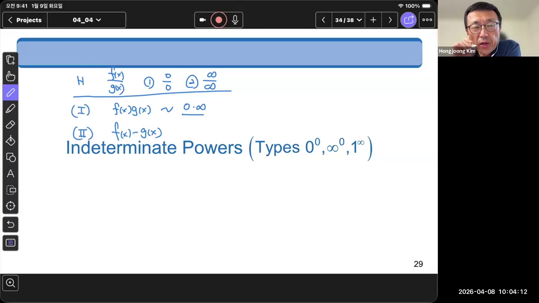If both f and g go to infinity, or if both f and g go to negative infinity, then you need to do something. Okay? When I say both f and g go to infinity or both go to negative infinity, I forgot to tell you one example. If I have, say, e to the x.